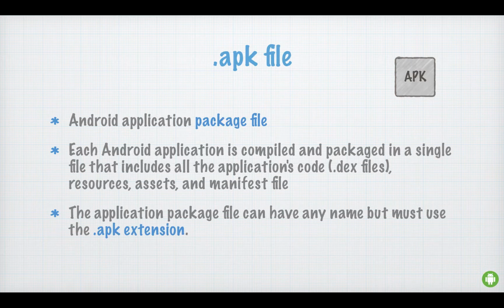A .apk file is an Android application package file. Every Android application is packaged in one of these files. A .apk file contains the application's bytecode in the form of .dex files, as well as resources and assets that the application depends upon. The application package file can have any name, but it must have an APK extension.